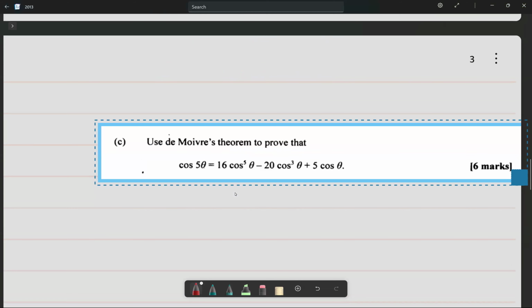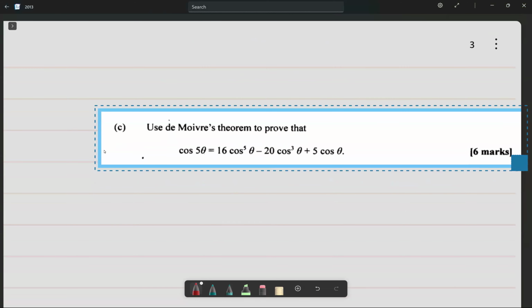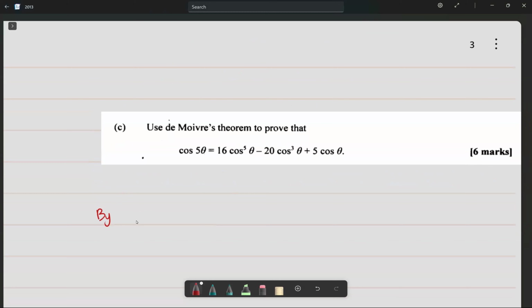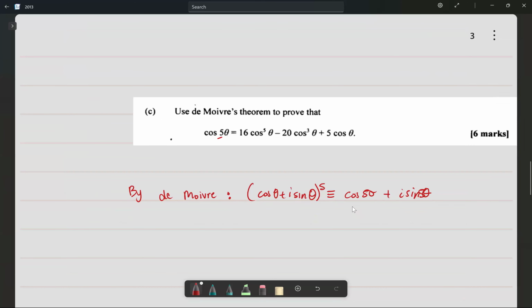once it's to prove this, the first step every time is just going to say by De Moivre. Now, if you realize that this is a 5, which means that we're going to have cosine theta plus I sine theta to the power of 5 is identical to cosine of 5 theta plus I sine 5 theta.